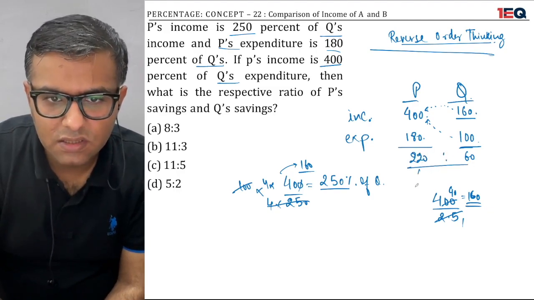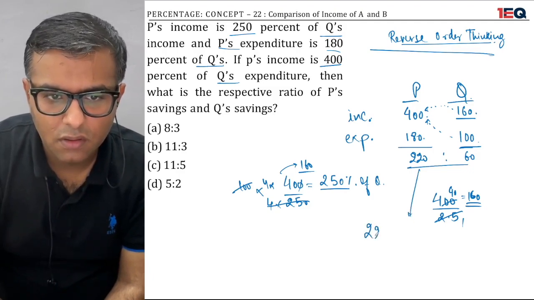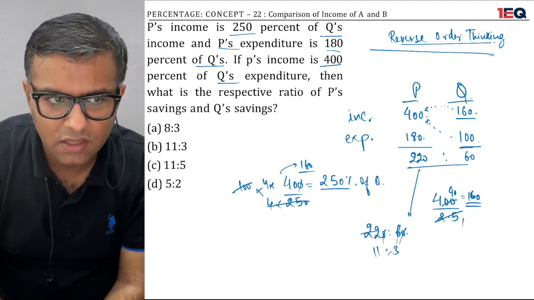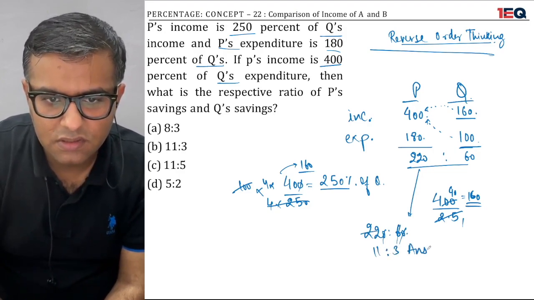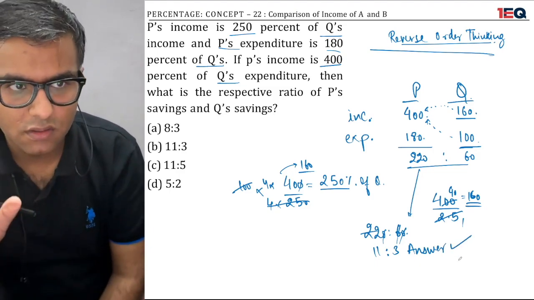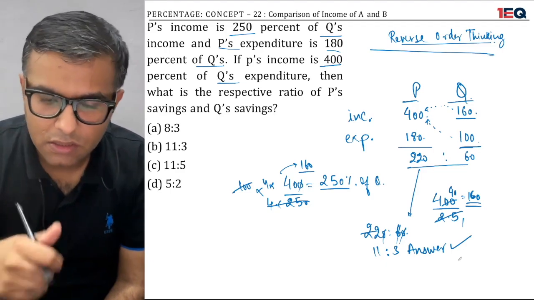Now 60, I'm going to solve it here. 220 is equal to 60. This with this is 3s, this is 11s. 11 is to 3. Sorted. Well said, well said. Okay, let's move on.